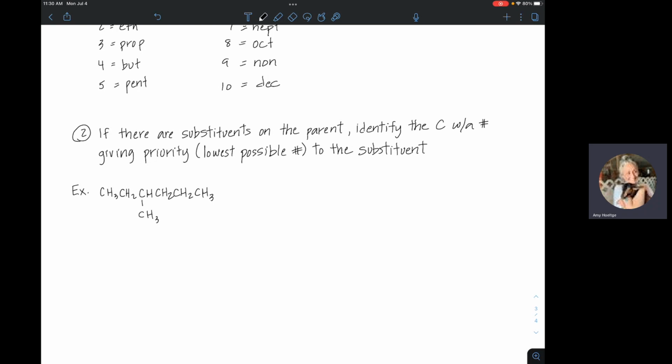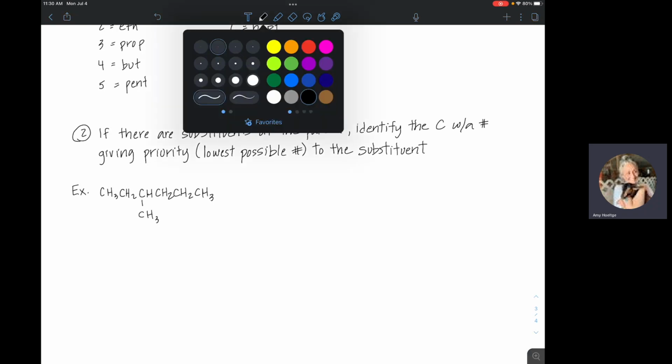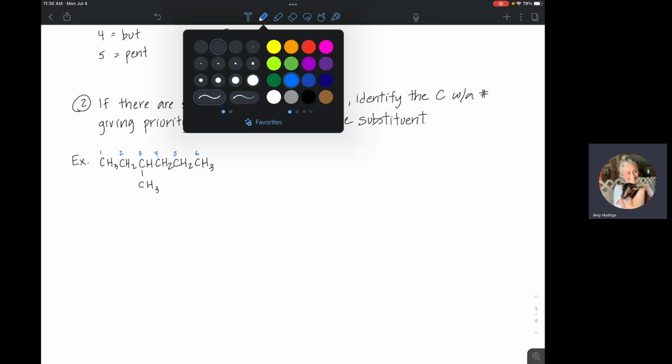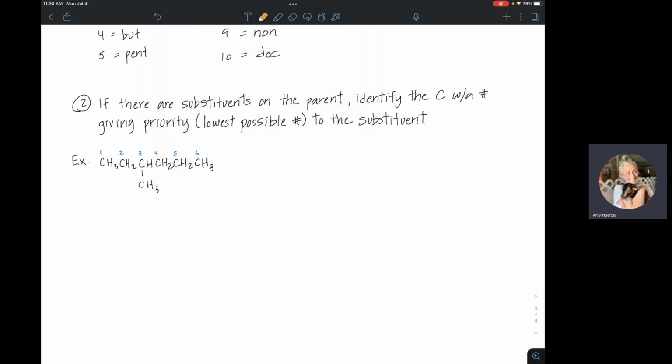Okay, so what you're going to do is find your longest continuous chain of carbons. You can count from the left or you can count from the right. If I count from the left, this is carbon 1, 2, 3, 4, 5, 6. I'll change the color and we can count from the right: 1, 2, 3, 4, 5, 6.